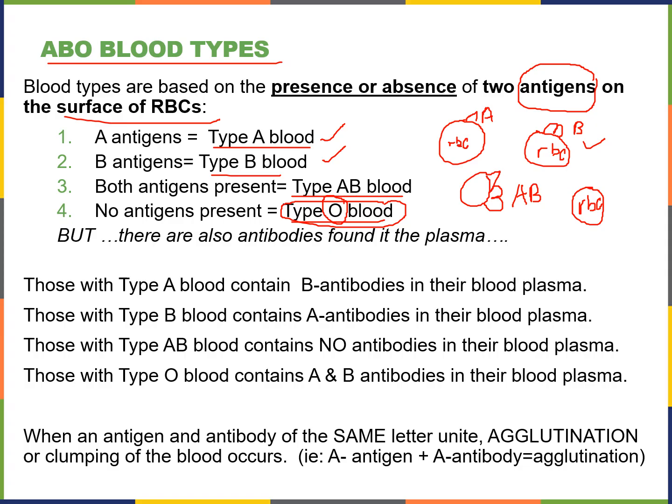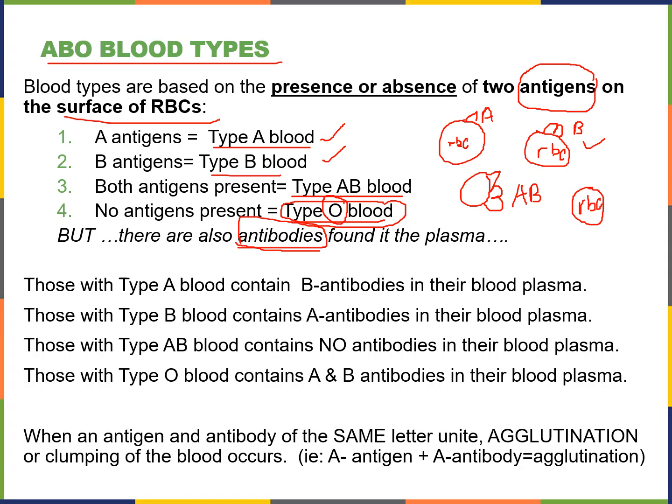Now, we are born with all of this: A antigen on the surface of our cells, B antigen, or both A and B, or neither. But in addition to our red blood cells, there is something else that is found in our plasma. And the something else that's found in our plasma is called antibodies. It's important to remember that we are born with these antibodies also.